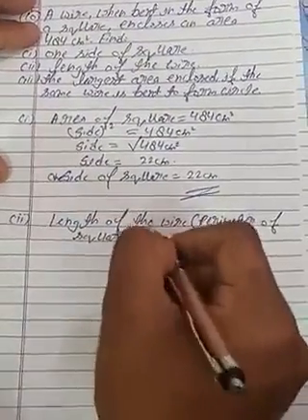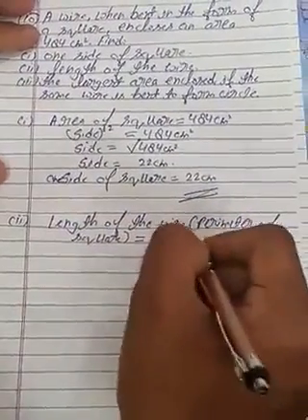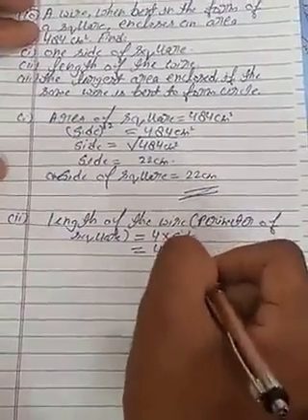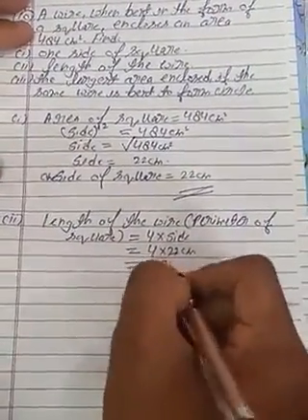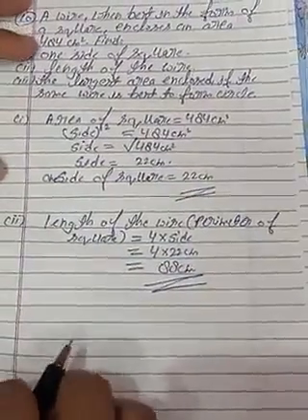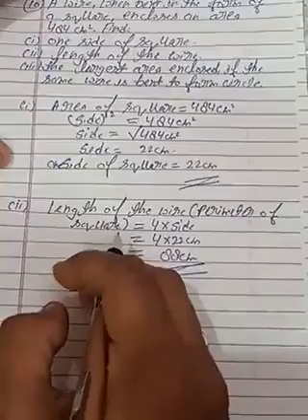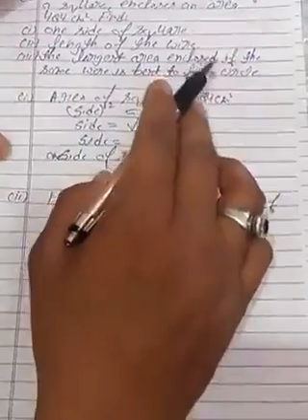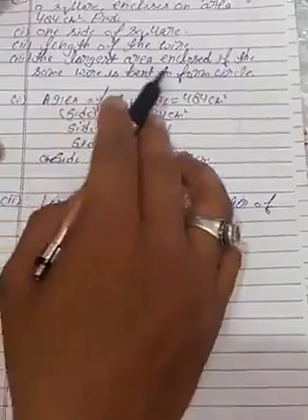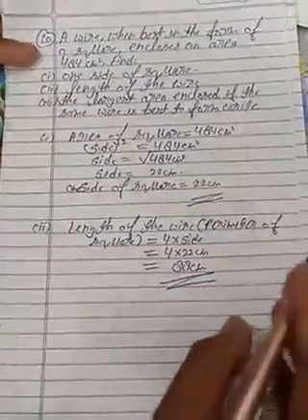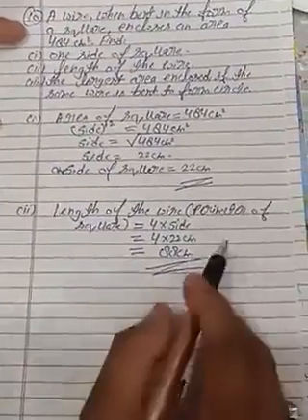So the formula is 4 into side. So 4 multiply 22 centimeter, it means 88 centimeter is the length of the wire. So now students, the largest area enclosed if the same wire is bent to form a circle. So the same wire is now bent to form a circle. So we have to find the area of the circle.